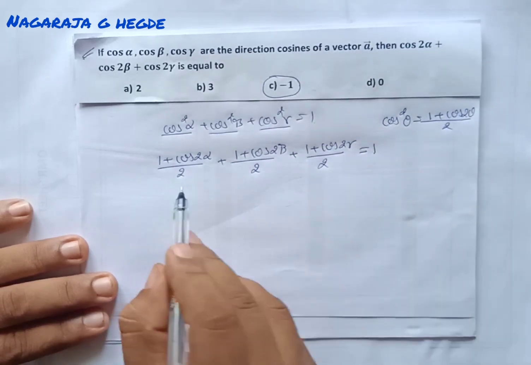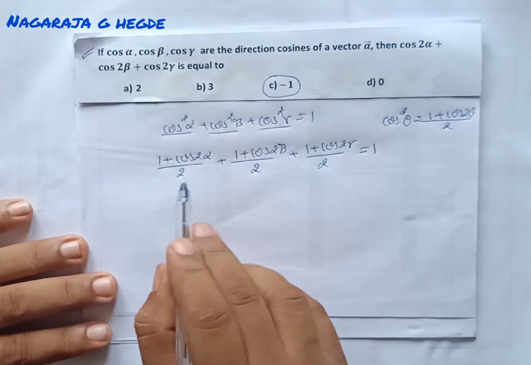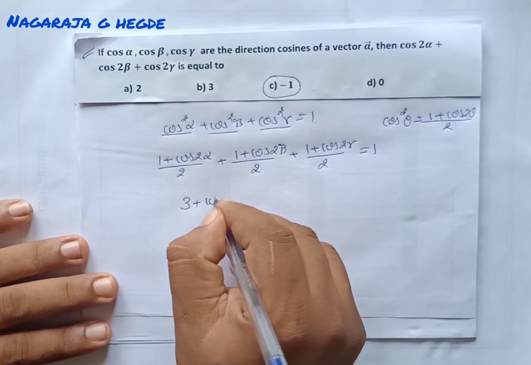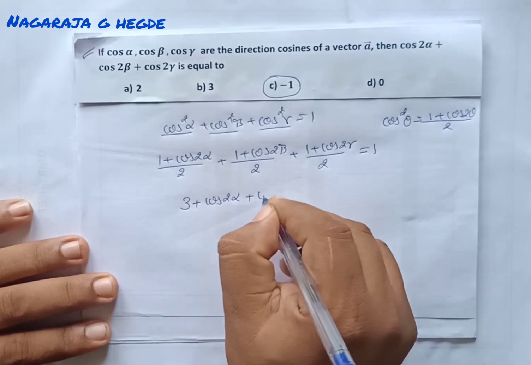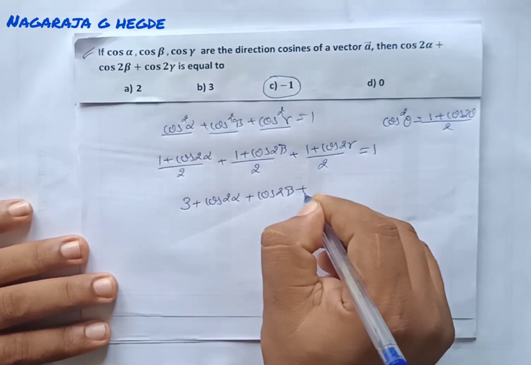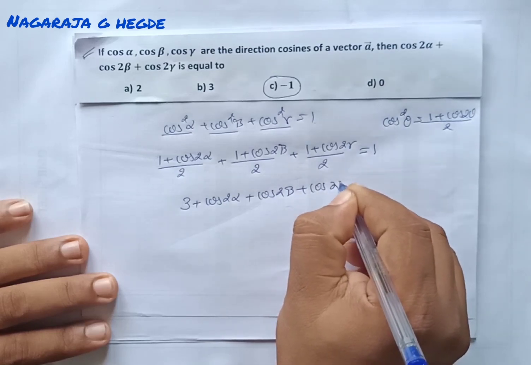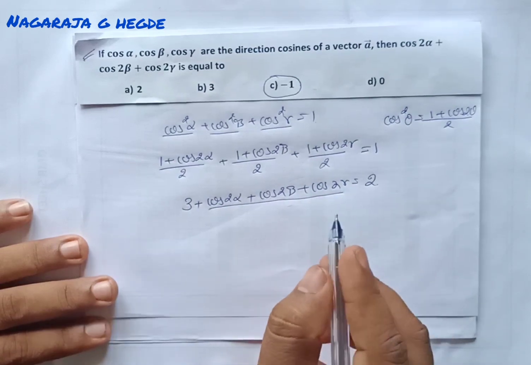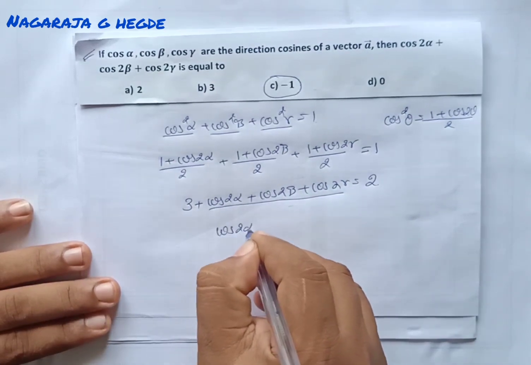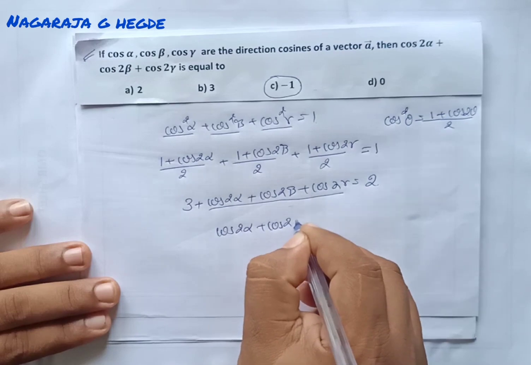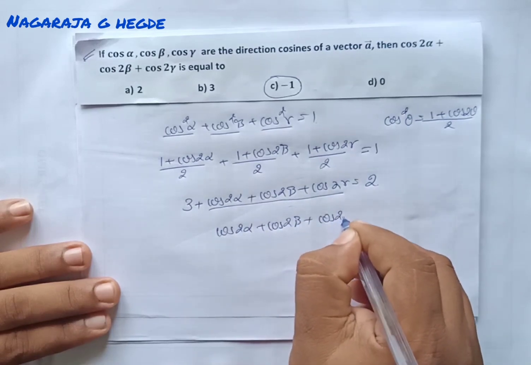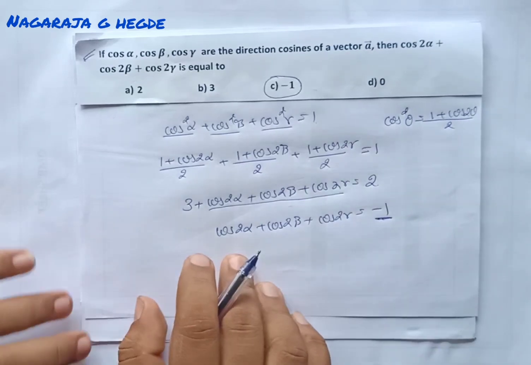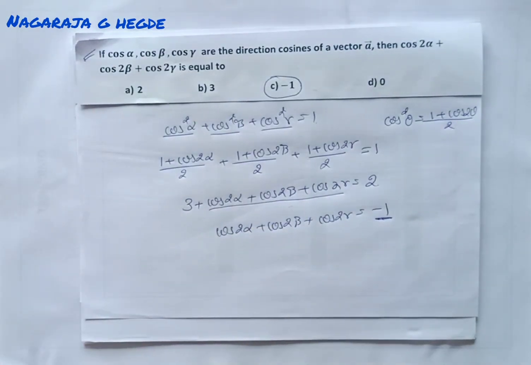equal to 1. 1/2 is common, shift to the right hand side. 1 plus 1 plus 1 is 3. So 3 plus cos 2 alpha plus cos 2 beta plus cos 2 gamma equals 2. The required one is cos 2 alpha plus cos 2 beta plus cos 2 gamma, which equals 2 minus 3, that is -1. So option C is the correct answer.